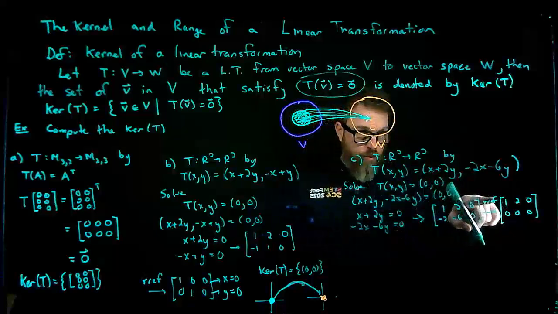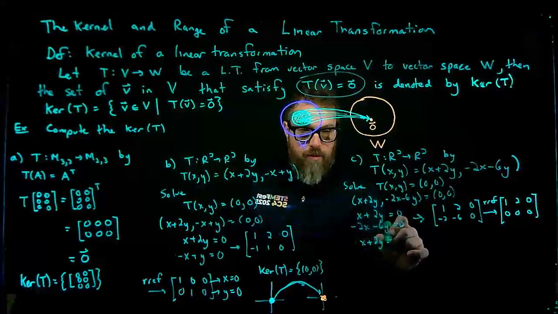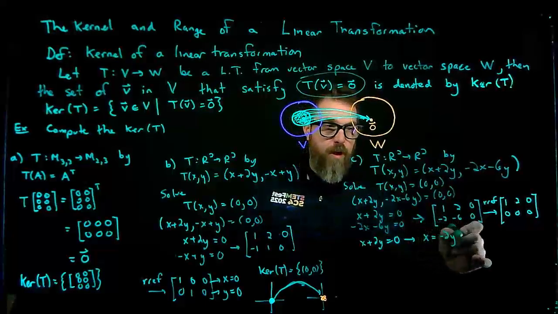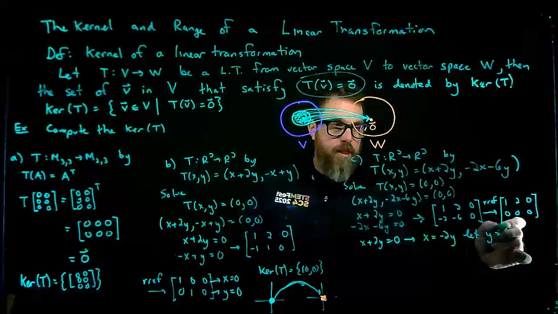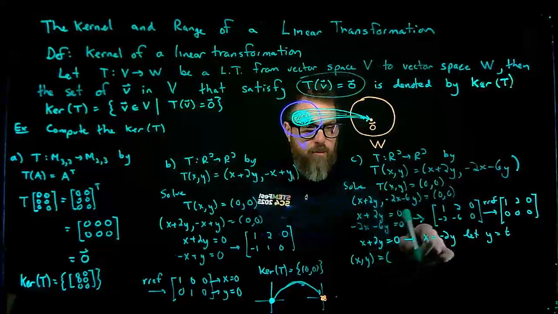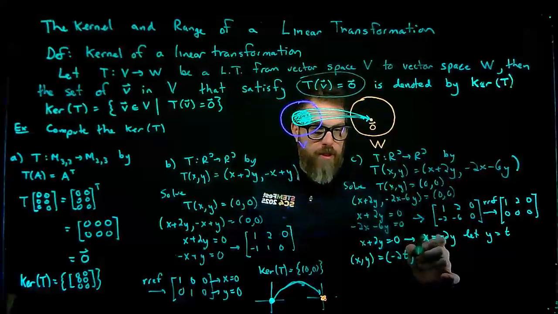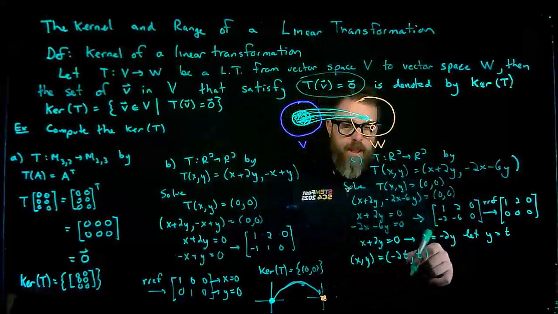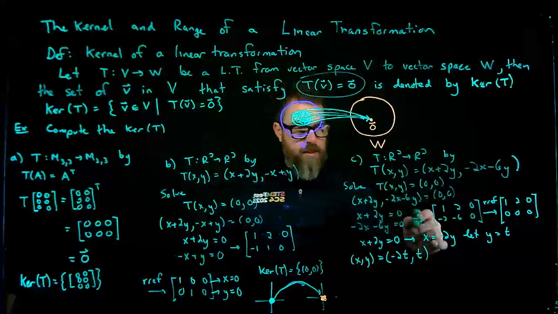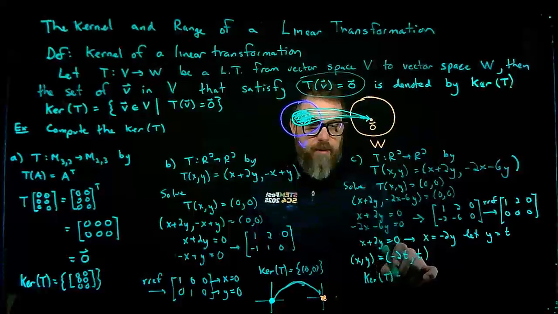So the first row says x plus 2y is equal to 0. So I have x plus 2y is equal to 0, which means I have to put this in parametric form. So x is equal to negative 2y, let y equal t. So then our solution space, our (x, y), is, well, x is negative 2y, which is negative 2t, and then y is just t. And what we know is that this defines a subspace. So the kernel of T is going to be, well, this defines a basis.